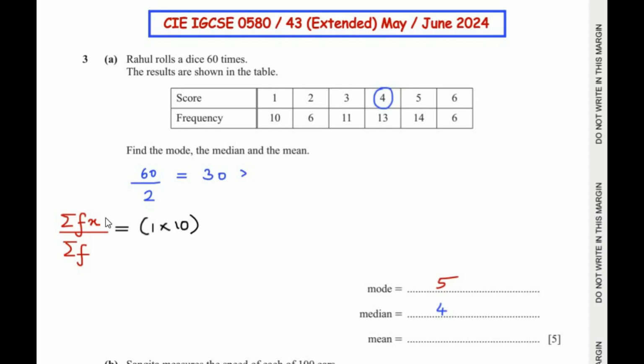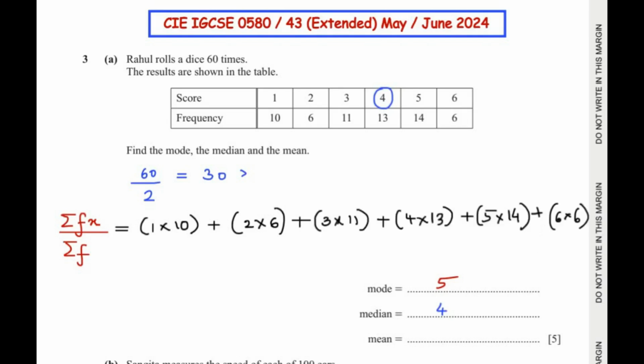And then, since there is a summation, we are going to add the score of the next column, that is 2 times its frequency which is 6, and then add the product of the next column, that is 3 times 11. So let me write down all the values here. So 3 times 11 plus 4 times 13 plus 5 times 14 plus 6 times 6. Now this whole numerator is divided by the total frequency which is already given here as 60. So here we are going to write 60.